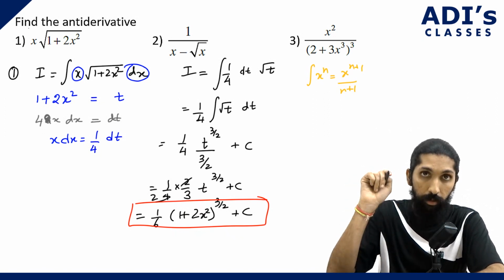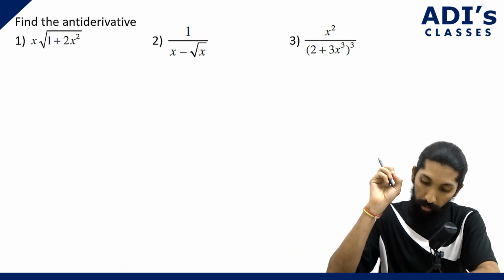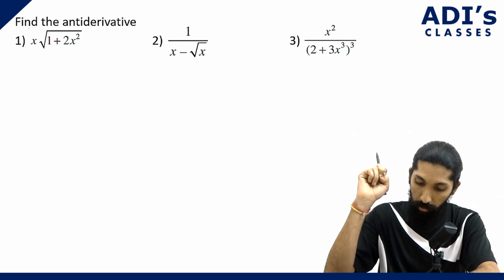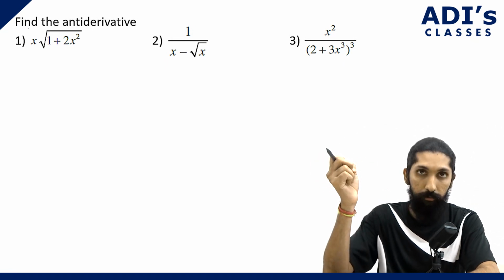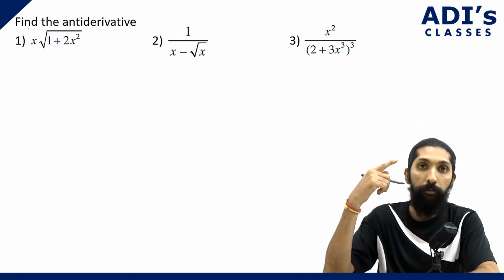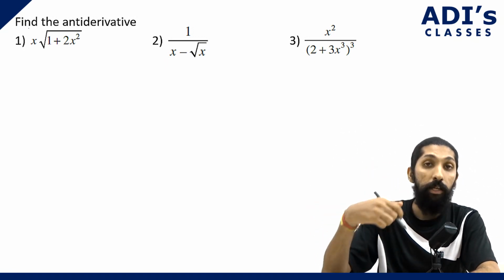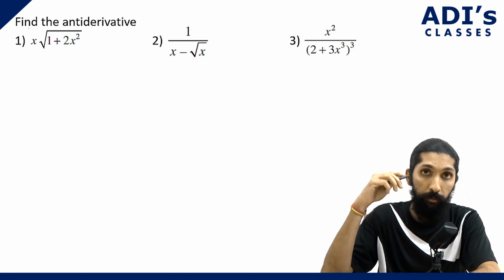Let's do the second one. Here you have 1 by x minus root of x, right? Now we can't directly take it. So here you have to think of an algebraic way of simplifying the problem. Before you directly apply, think of an algebraic way of simplifying.